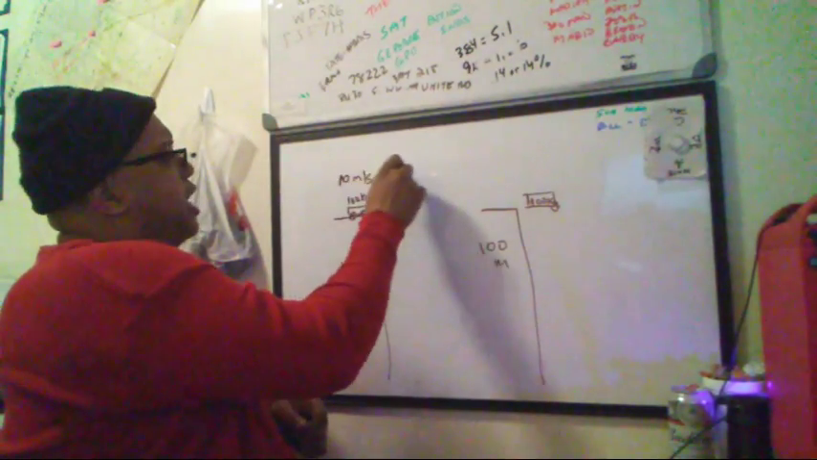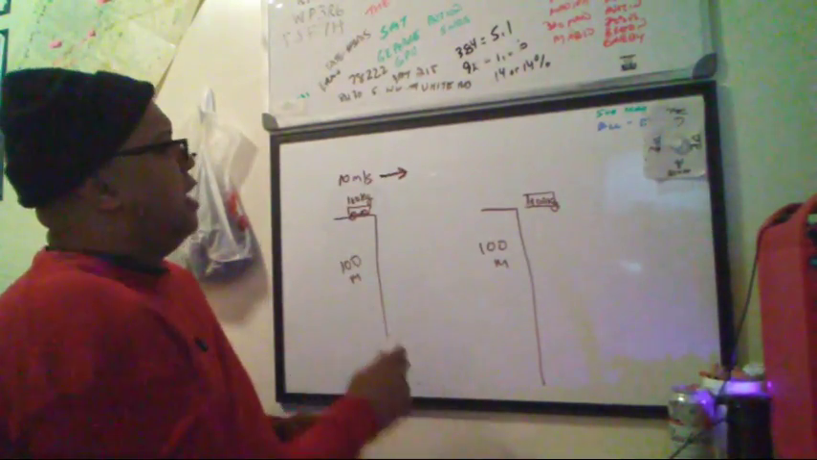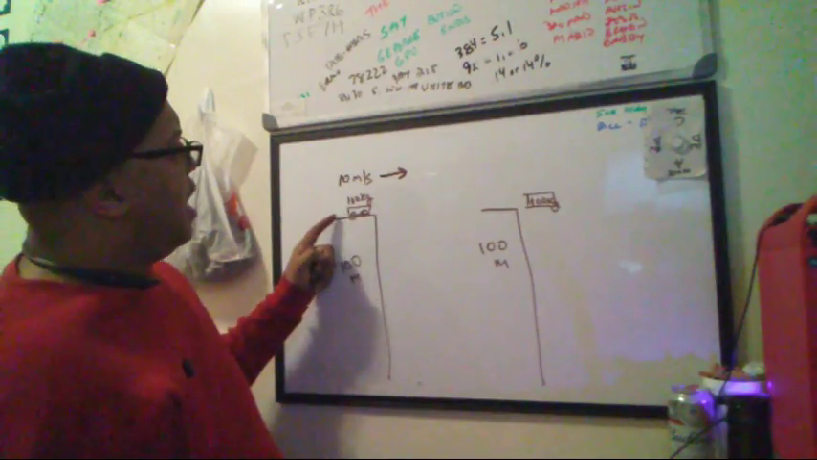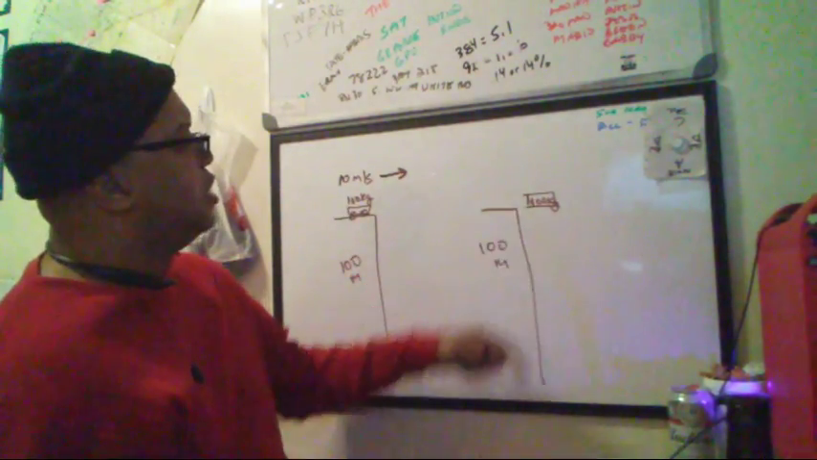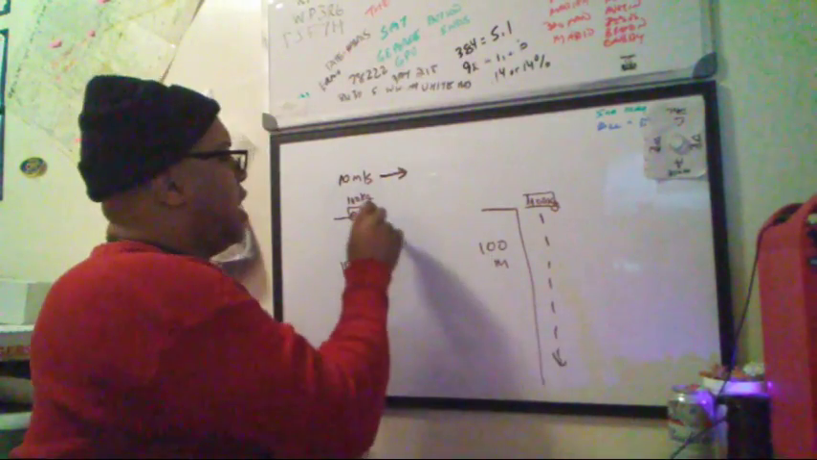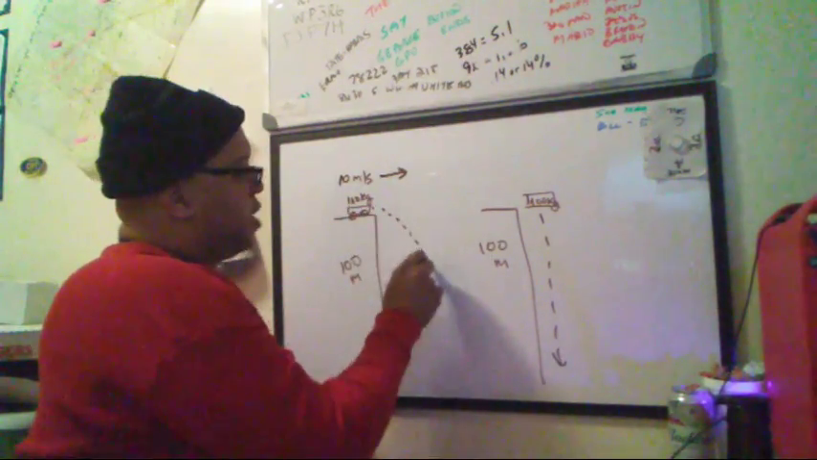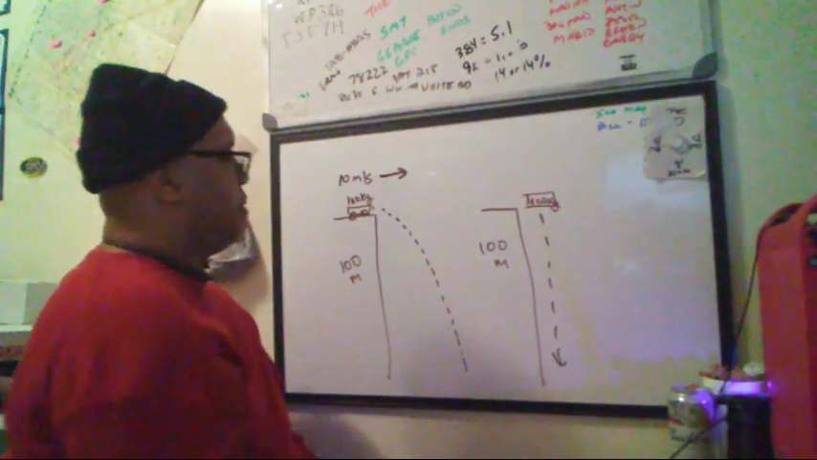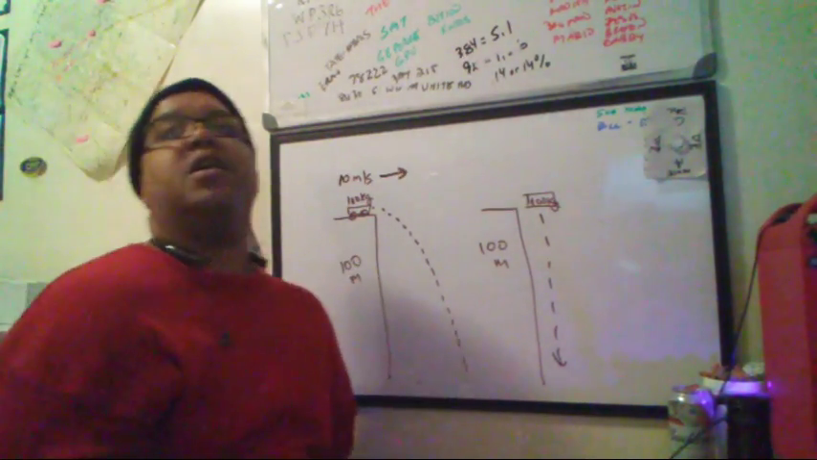And remember, 10 meters per second is going that way. At the time this guy moves off the cliff, this guy is just going to release. So this guy is going to go straight down, 100 meters high. And this guy is going to do a little drop like that because of the 10 meters per second.